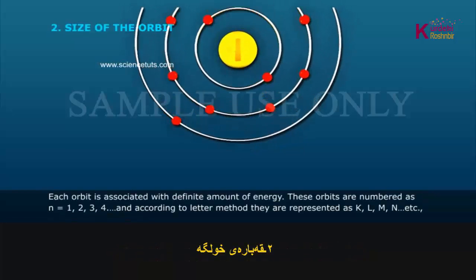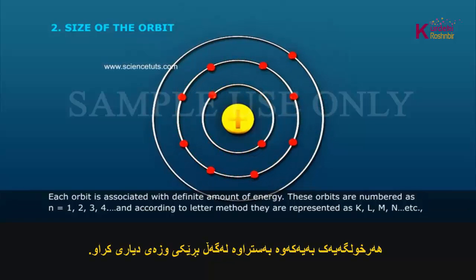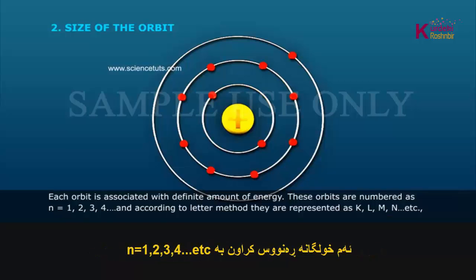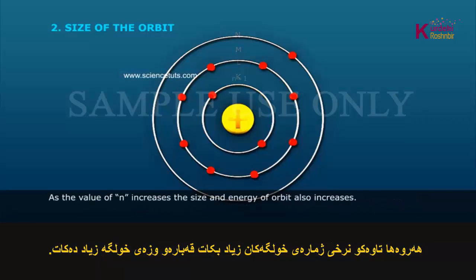2. Size of orbit. Each orbit is associated with a definite amount of energy. These orbits are numbered as n equal to 1, 2, 3, 4, etc. and according to the letter method, they are represented as K, L, M, N, etc. As the value of n increases, the size and energy of the orbit also increase.